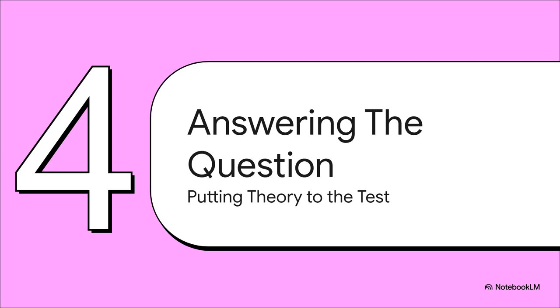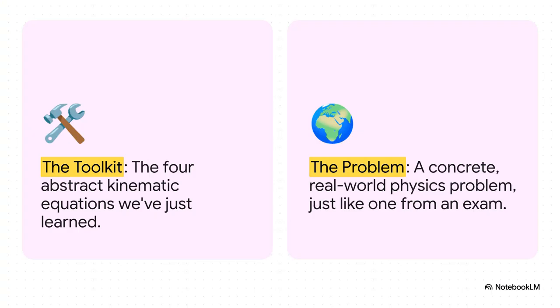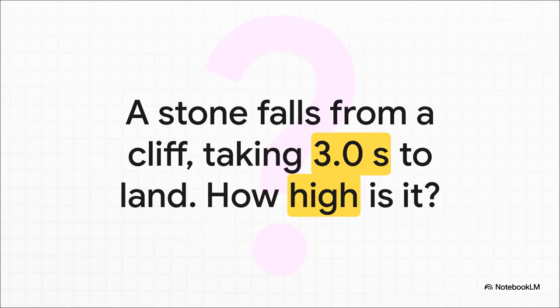So let's put our new toolkit to the test, shall we? Let's solve a real-world problem. This is where the rubber meets the road. We're taking the abstract tools we just learned, and we're going to apply them to a concrete problem. This is exactly how physicists bridge that gap between theory and reality. So here's our challenge. It's a classic physics problem. A stone falls from a cliff. It hits the ground 3 seconds later. The question is simple. How high is that cliff?